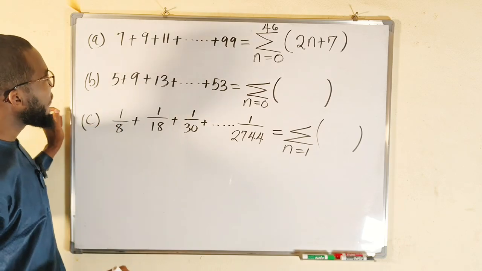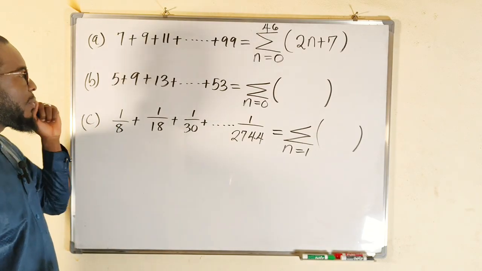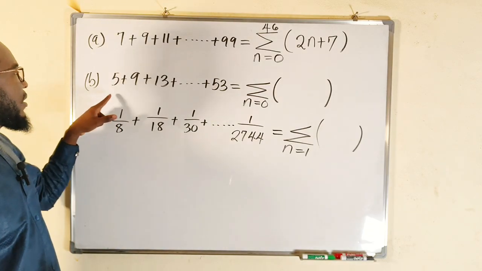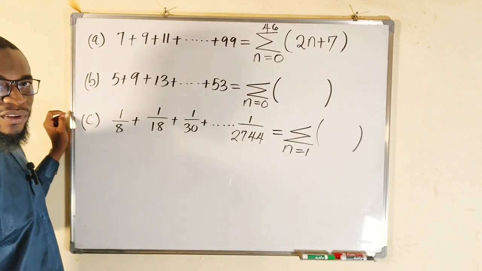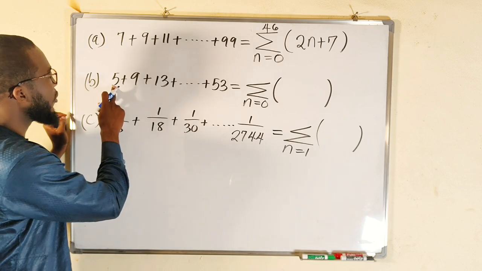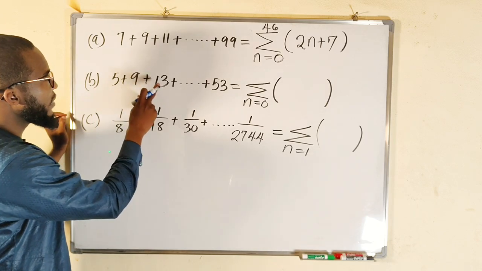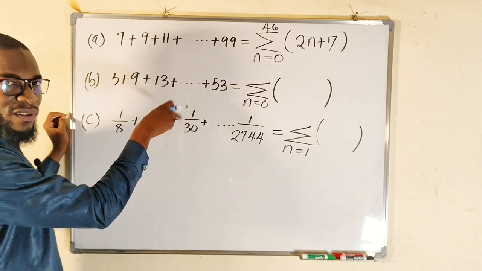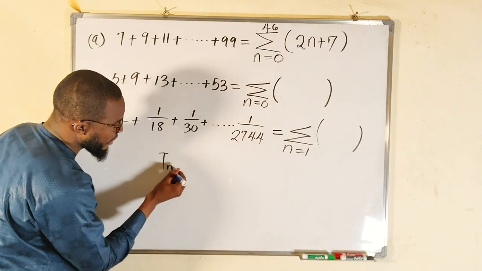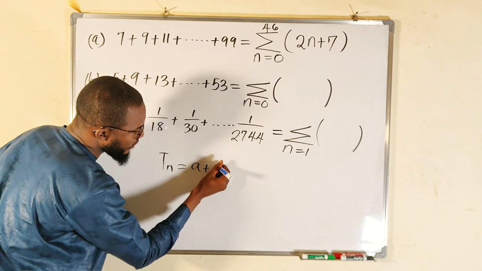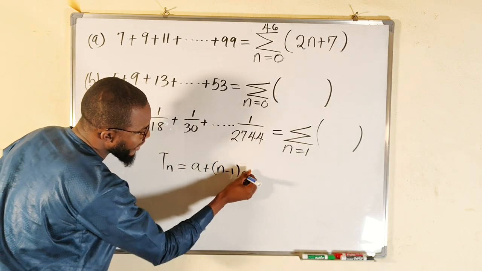The second one, we have 5, 9, 13 plus after 53. This is also an arithmetic series because we have a constant common difference of 4. 5 plus 4 will give us this. 9 plus 4 will give us this. This plus 4 will give us the next term, up to 53. So we have Tn equal to a plus n minus 1 times d.